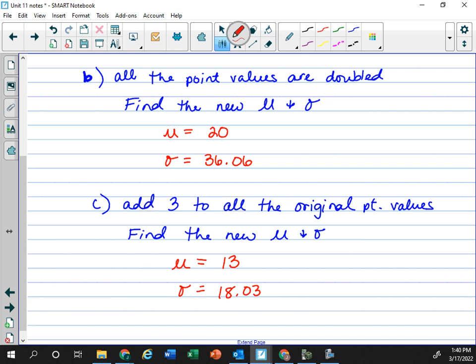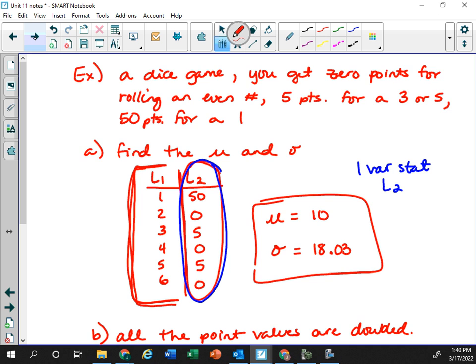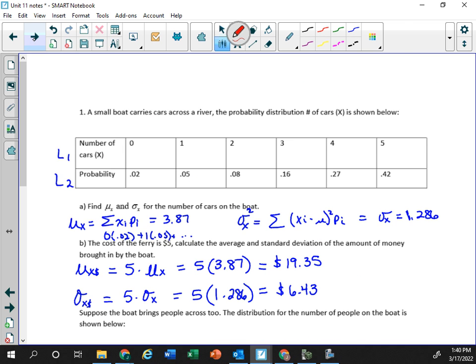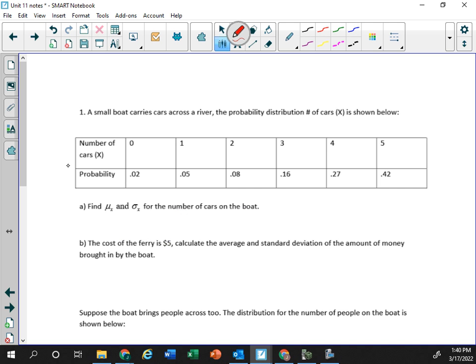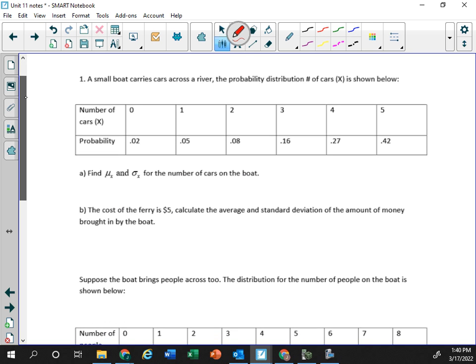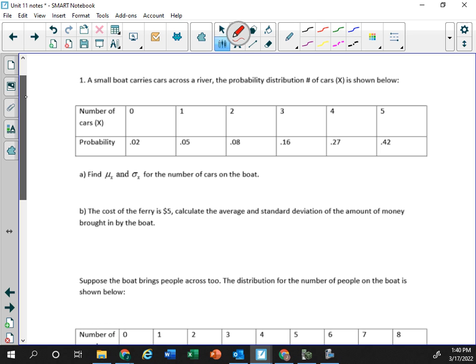Okay, let's go back into the examples in your packet. I think your next page should be this small boat thing. Yep. Okay. A boat carrying cars across a river. Doesn't sound dangerous at all.